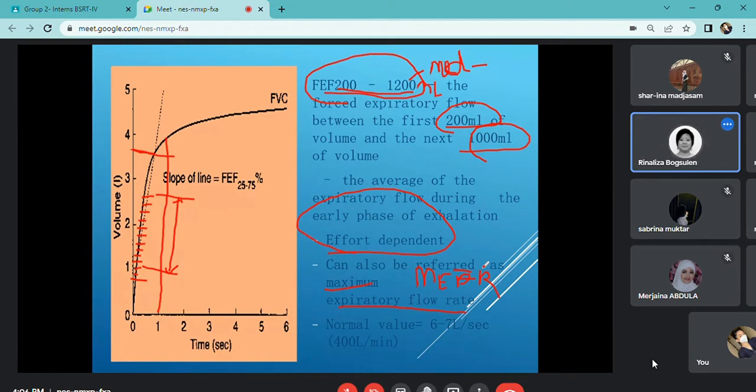How do they know that the obstruction is located at these small airways? They have seen it because the value of your FEF 25 to 75% is decreased. If they say that there is obstruction in the medium-sized airways, how did they know that it is located at the medium-sized airways? So they look at your FEF 200 to 1,200 ml. Okay? So those are the important things that you have to remember. Normal value is 6 to 7 liters per second or around 400 liters per minute. Okay?